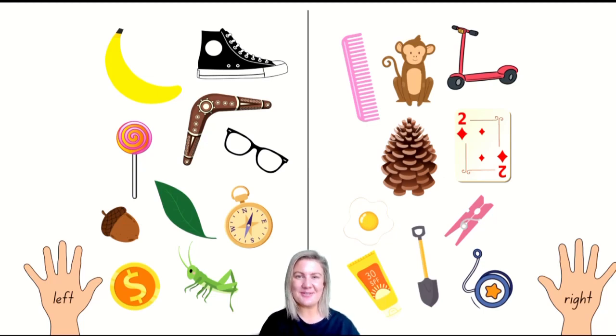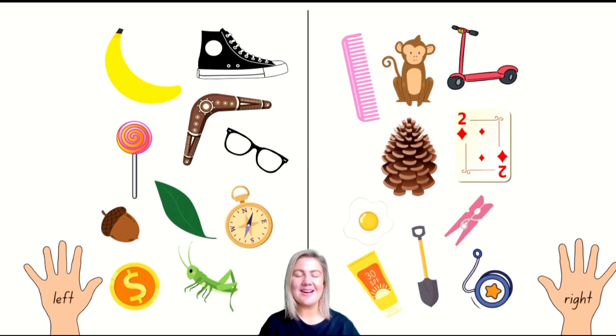Is it at the left or the right? I can see a red scooter up here and it's on the right side of the screen. If you said right, well done. Are you ready for the next one? Little mathematicians, I see a pair of black reading glasses. Are they on the left or on the right? They're on the left. I see a pair of black reading glasses on the left. If you said left, you're correct.